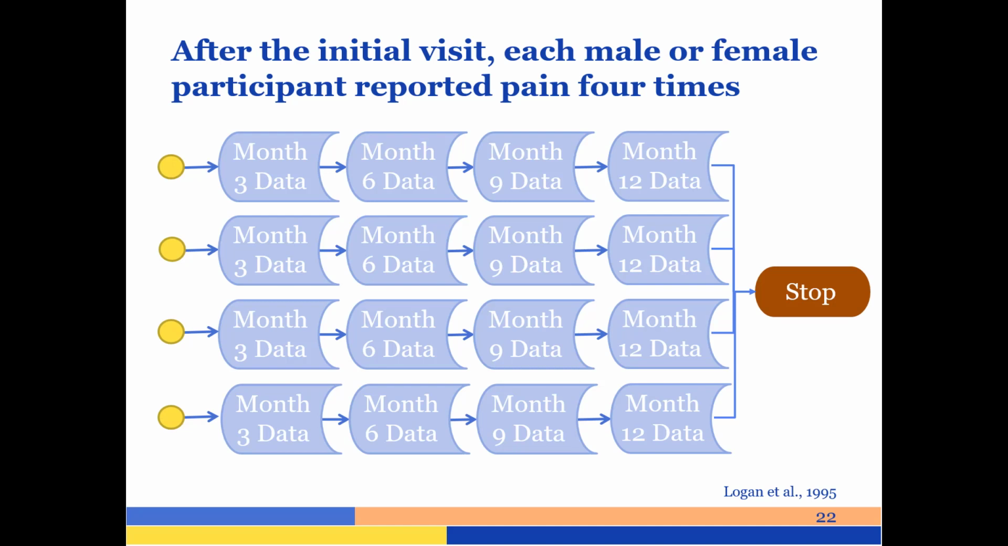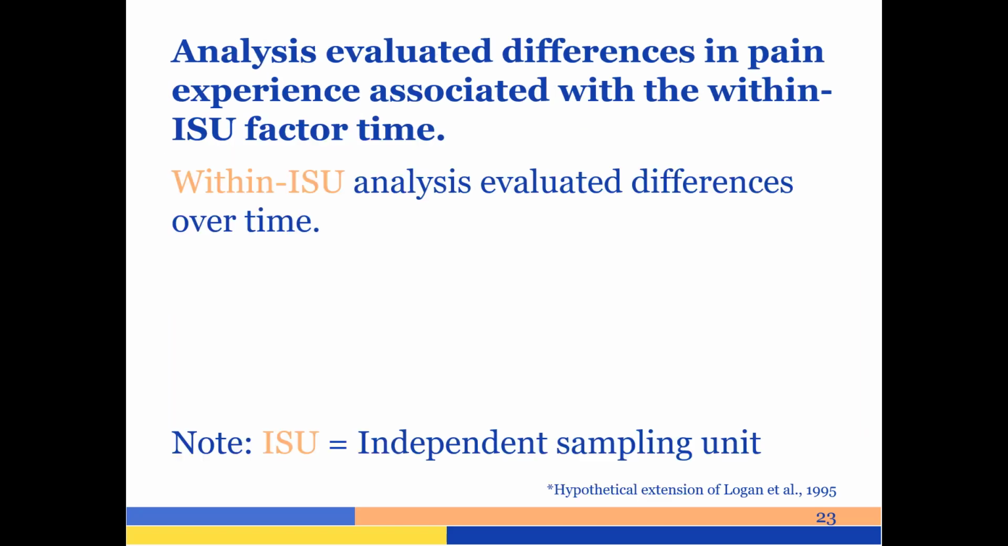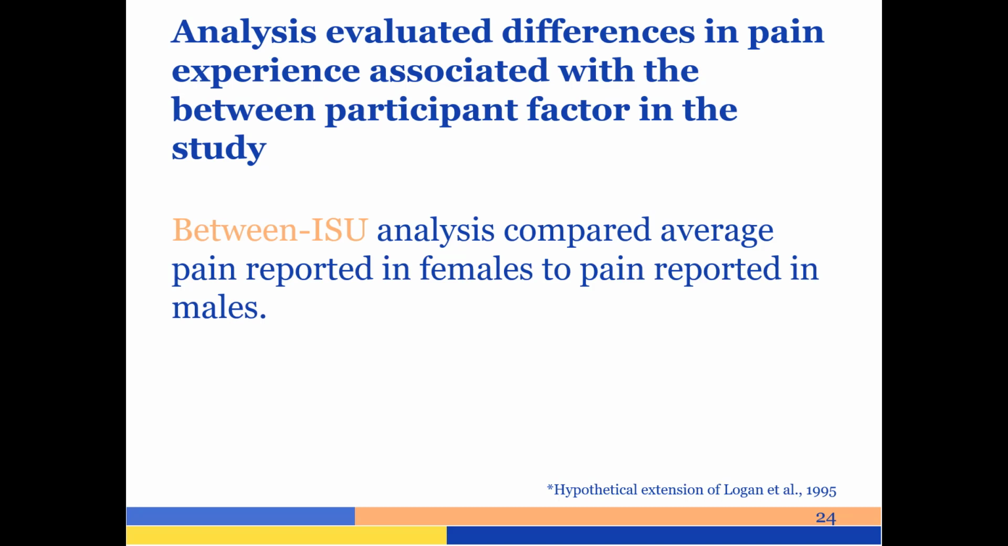Here's the flow chart of what happened in the study. Men and women were recruited, took part in the root canal procedure, and then were measured 5 times in total, if you include immediately following the procedure. Once again, the within factor here looks at how the pain levels of independent sampling units or patients change over time. The between factor in this study compares the pain levels of females to the pain levels of males. Once again, this is considered an observational longitudinal study because gender is an observational factor.